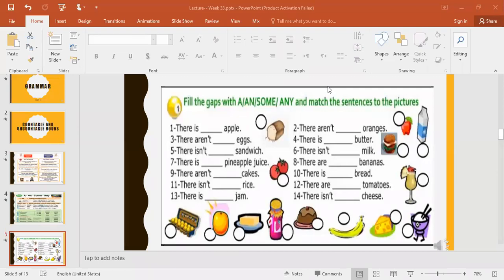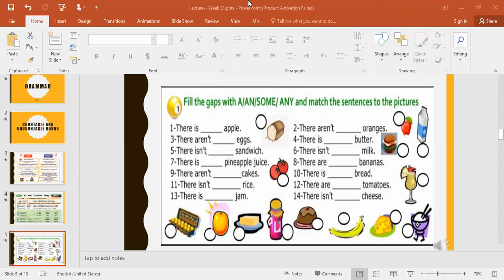Noura. Yes, miss. Number 12. There are some tomatoes. There are some tomatoes. Very good. Okay. Number 13. Zainab Bastane. There is some jam. There is some jam.